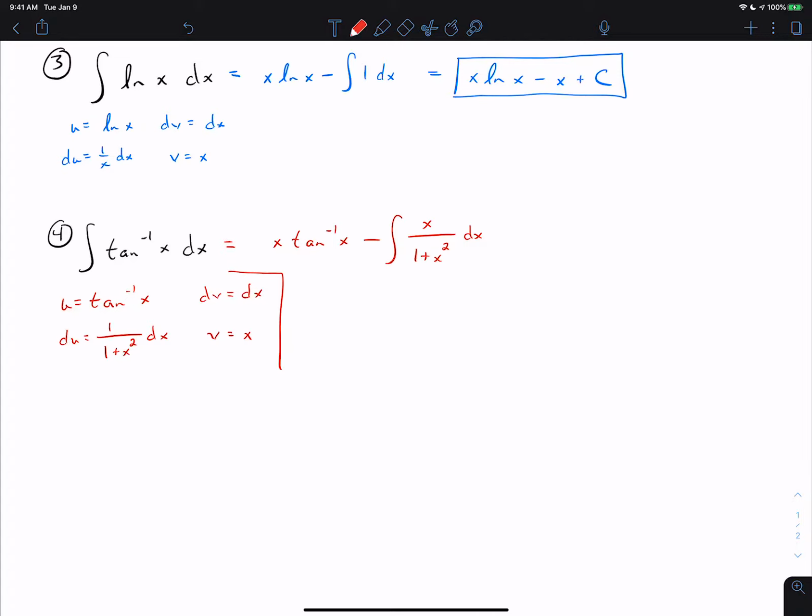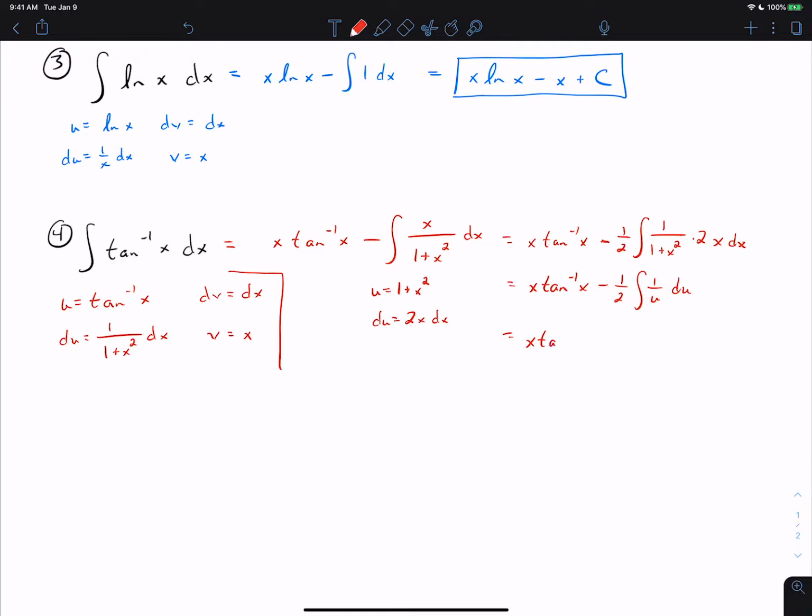On this new integral, that's not a basic form, but we can do u substitution, where u is 1 plus x squared, du is 2x dx. And so we've got x inverse tangent x just carrying through, minus, we're going to move the x off of the fraction. We're going to put that next to the dx. We need a 2 here, and then that means we need a 1/2 outside. So we get x inverse tangent x minus 1/2 integral 1 over u du.